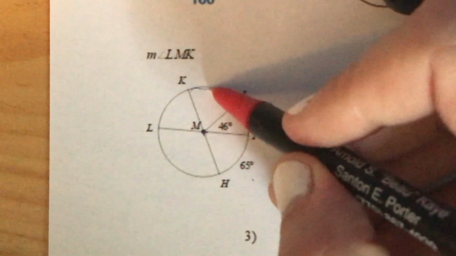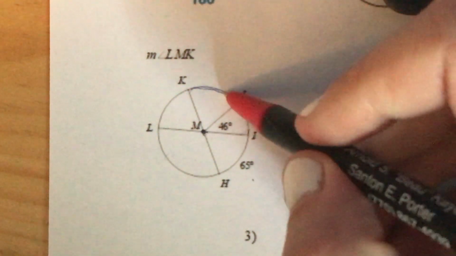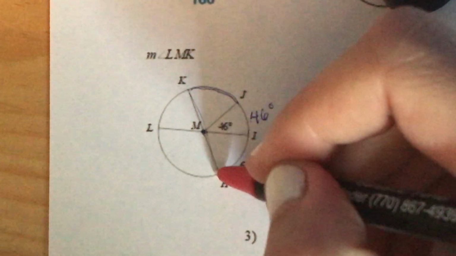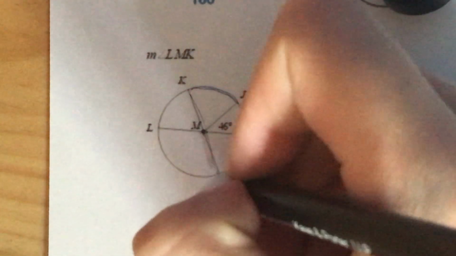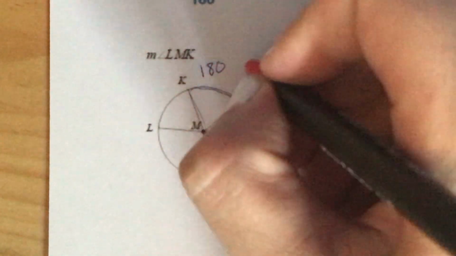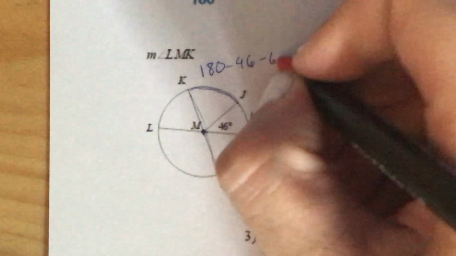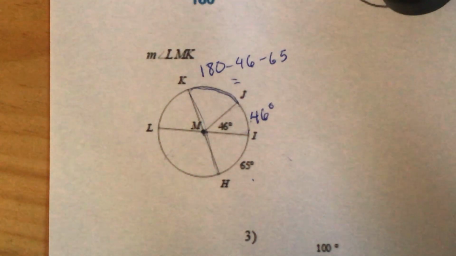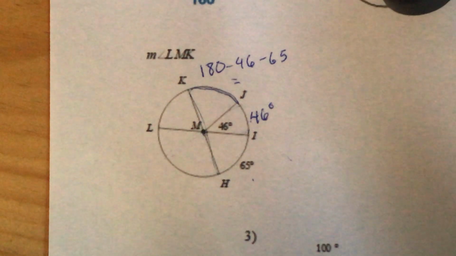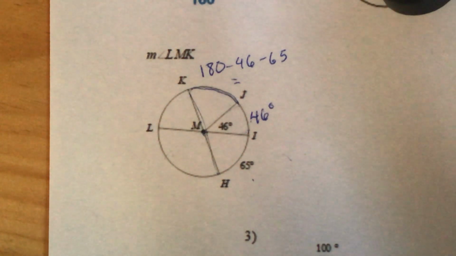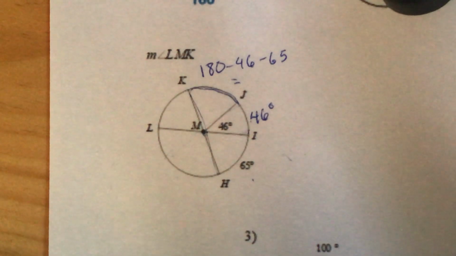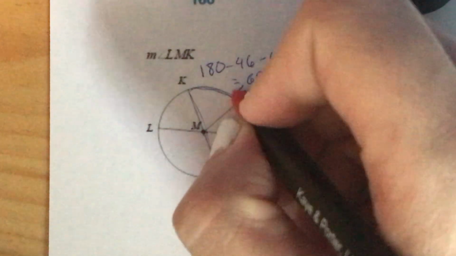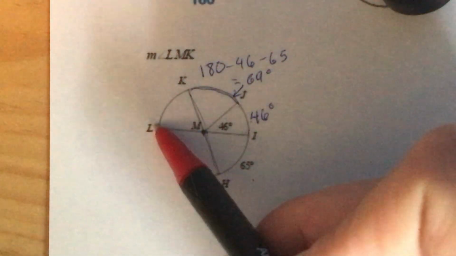How can I find this part right here? All right, so this right here is a diameter. So if it's the diameter, I know this whole thing is 180 degrees. So I can do 180 minus 46 minus 65. And that'll get me, my calculator is not working. Okay, so that's 69.